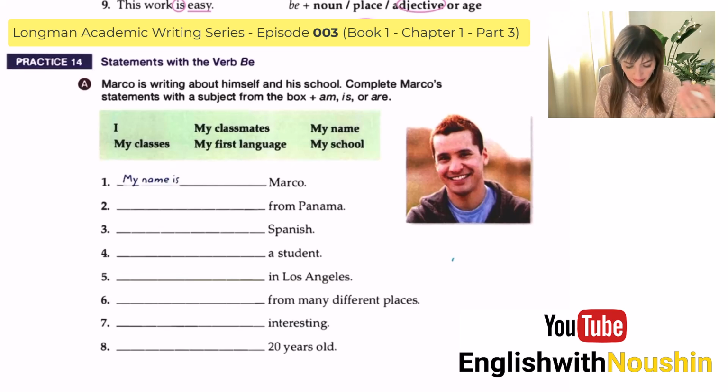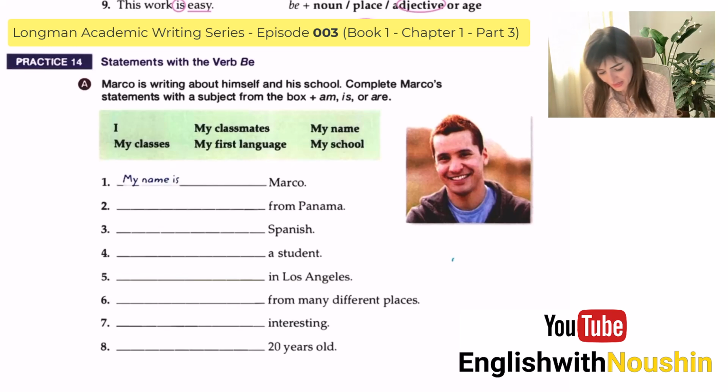We've got Marco here. Nice, handsome guy. As the Turks would say, yakışıklı. And he's writing about himself in his school. We want to complete the statements with the subject from the box and the verb is or are. Pause. Do it. Come back. Ding. Pause. Ding ding. We're back.